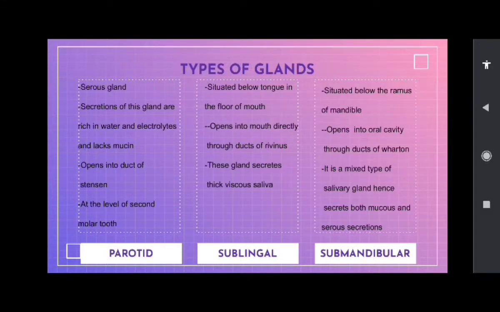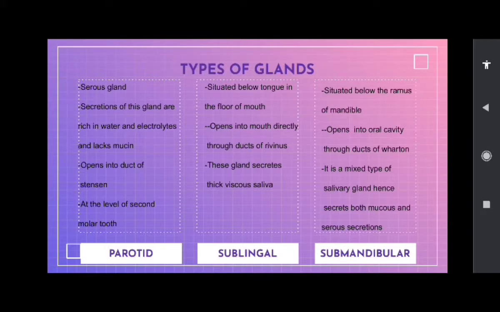Now let us see some of the major differences between these glands. Parotid gland. It is a serous gland and the secretions of this gland are rich in water and electrolytes and it lacks mucin. It opens into the duct of Stenson's at the level of upper second molar tooth.